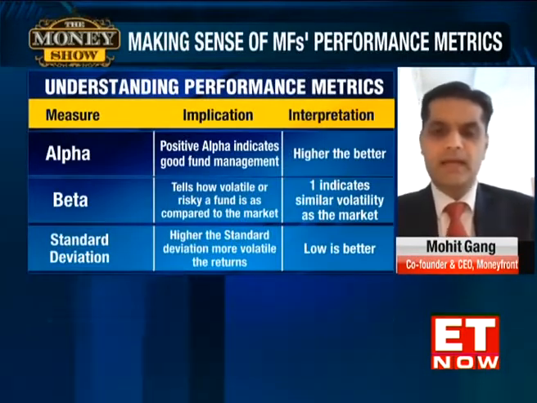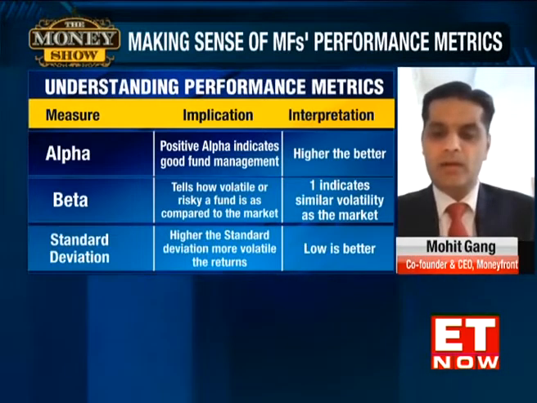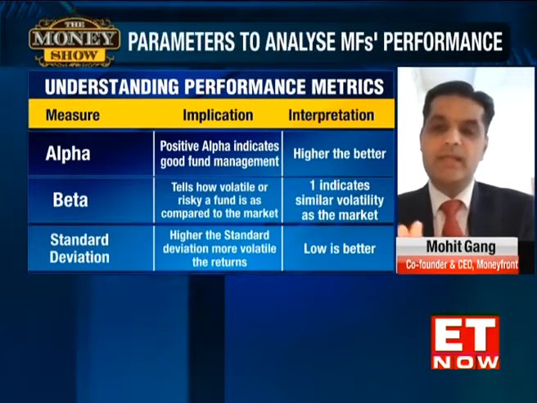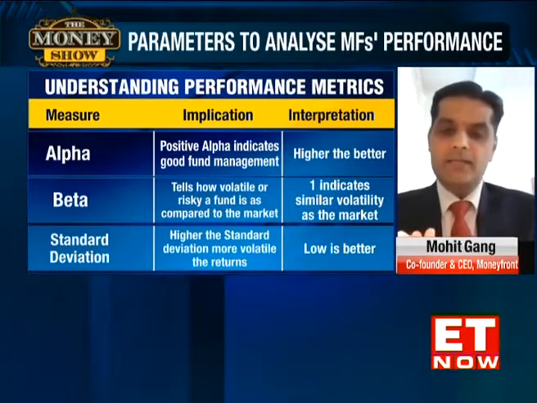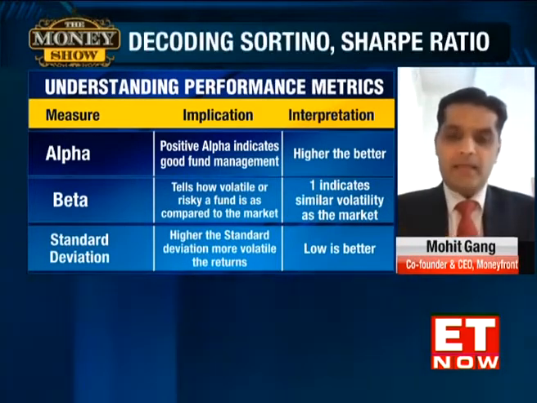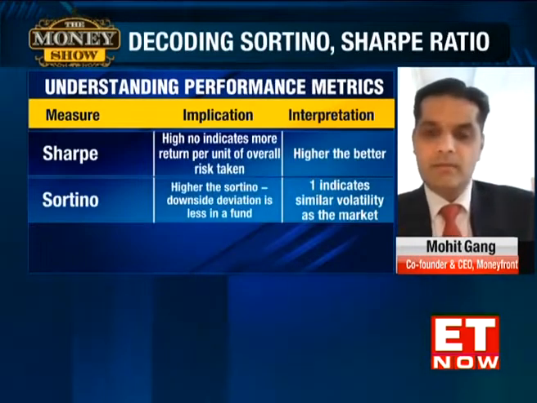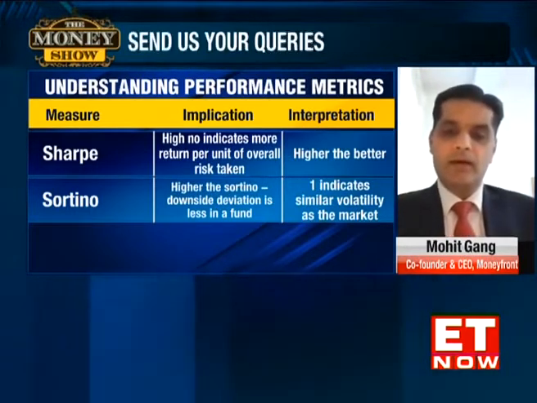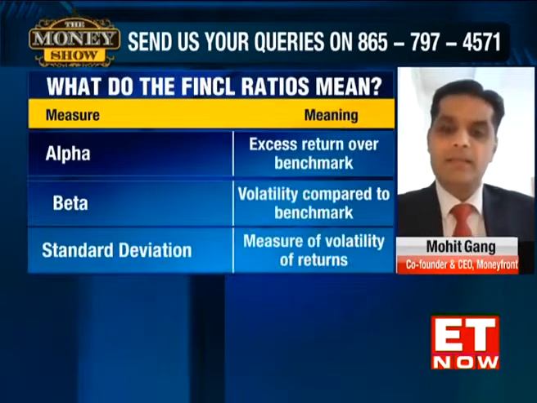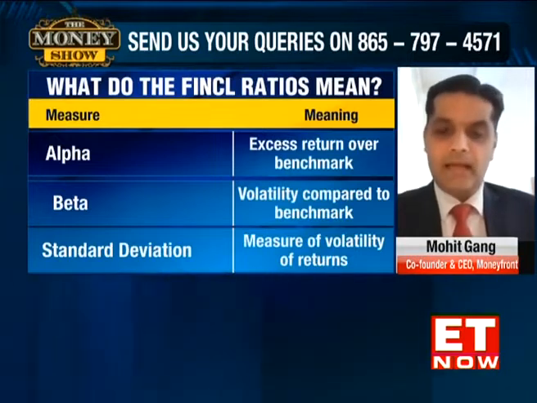So you see any index fund, the beta will show as 0.99 or 0.98, which means it is closely resembling the index or the benchmark. So if the beta is 0.9, that means when the benchmark delivers 10% return, the fund will deliver 9%. When the benchmark falls by 10%, the fund will only fall by 9%, right?